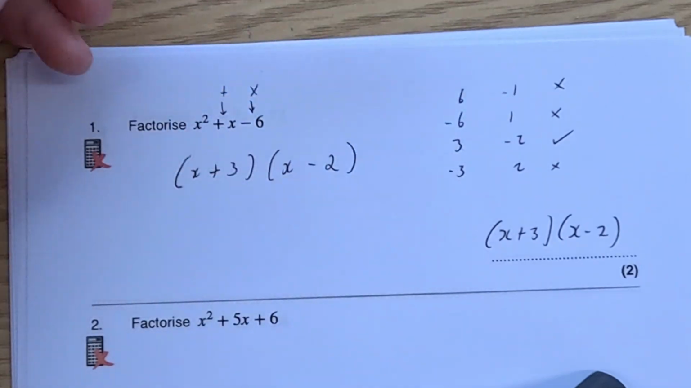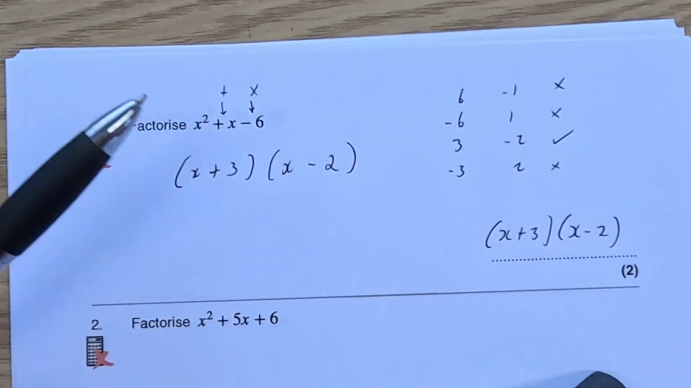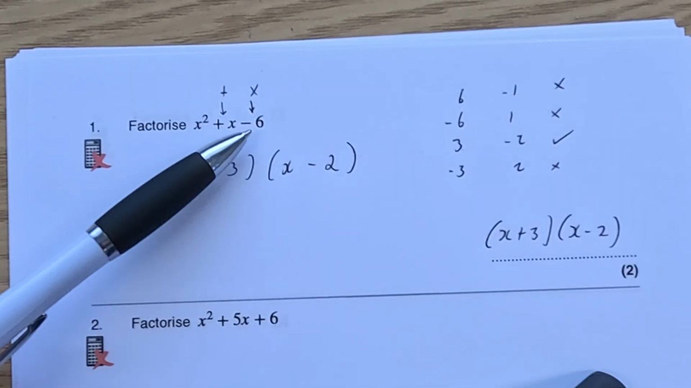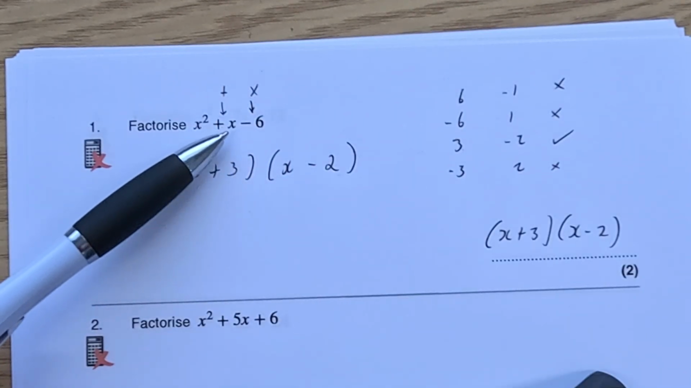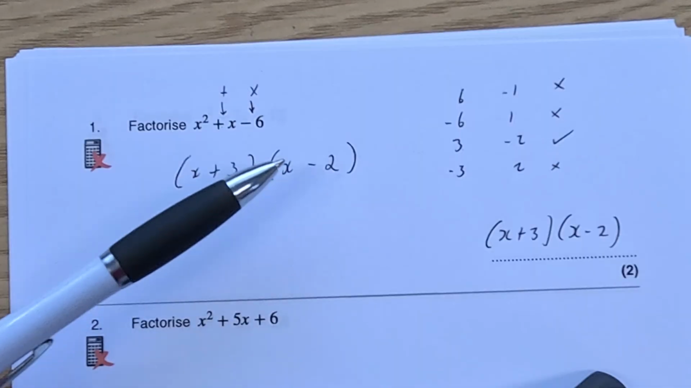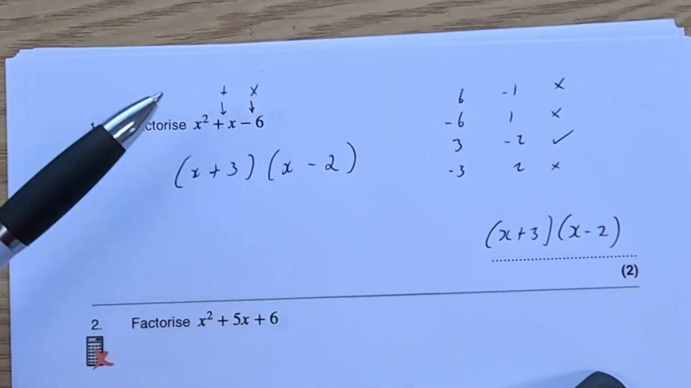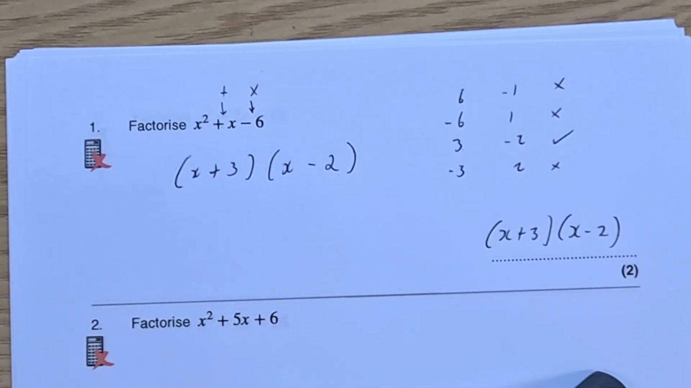Actually, whenever I'm factorizing these, I tend not to write these lists down. Whenever I'm looking for two numbers that times together to be minus 6 and add together to be 1, I just consider straight away negative 2 and 3, because negative 2 plus 3 is 1, and they times together to be minus 6. But just to show you in this video, I've written down the pairs there.